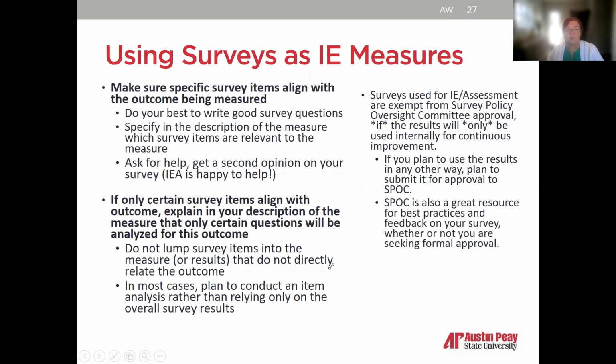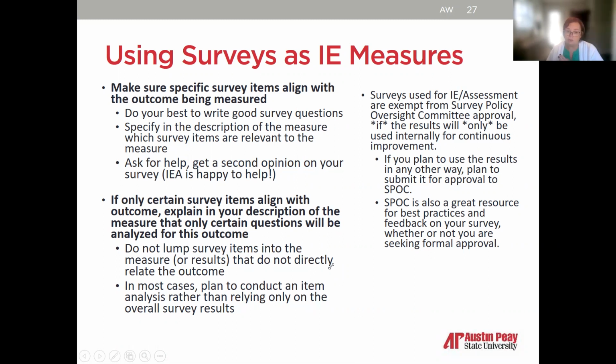When you describe the measure in your plan, if you're using a survey and not all the survey items are being used to measure that outcome, that's okay, but just specify that in your description. Indicate that there are certain questions that align with the outcome that you'll be using for this measure, but the other ones aren't relevant. Sometimes we need to send one survey and ask a bunch of different things, some of which are related to the measure and some of which might not be. And again, ask for help. We're a good resource. I know that GSIR would also be happy to help you with Qualtrics, like I mentioned, if that's something that you want to use.